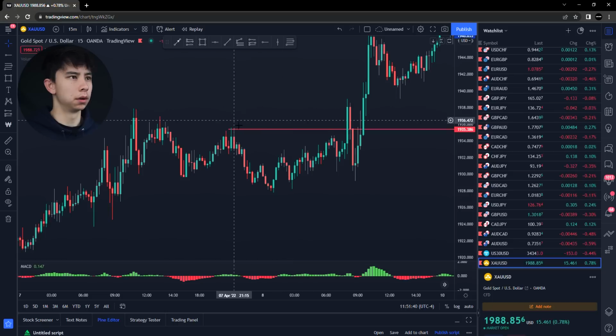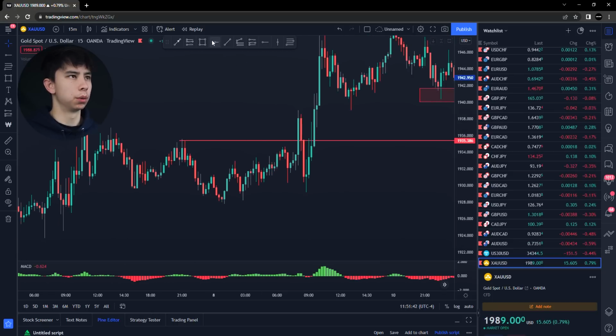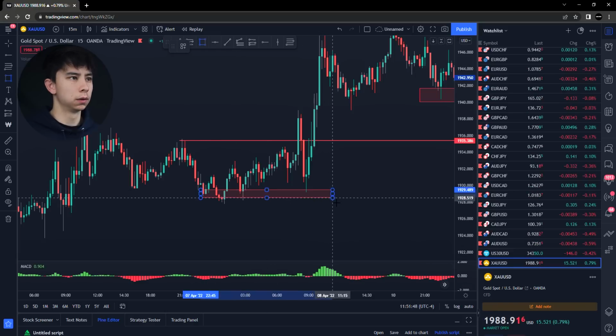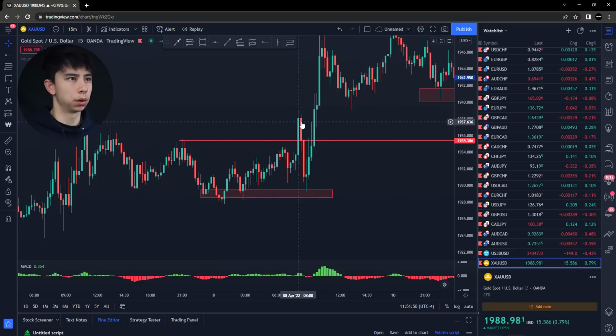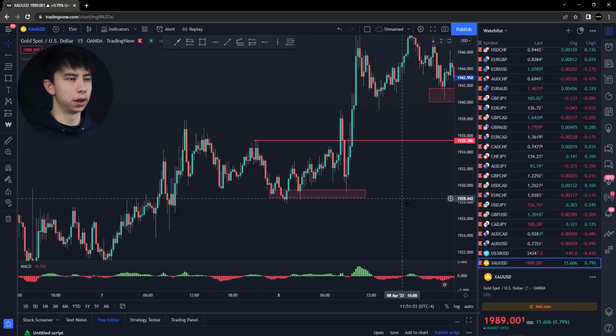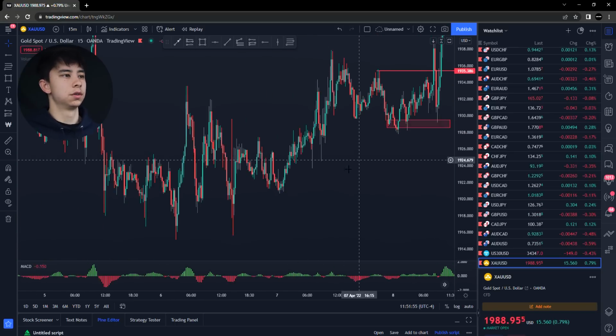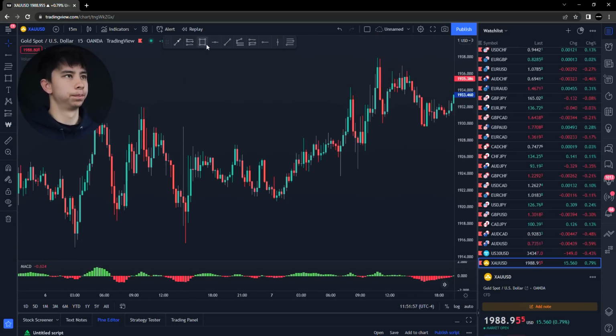Okay, we'll mark out this area here. Cool. Price broke there. Let's mark out the lowest area here of this red MACD. Wow, would you look at that? Price broke and then pulled back right into it. Interesting. We'll do it again.